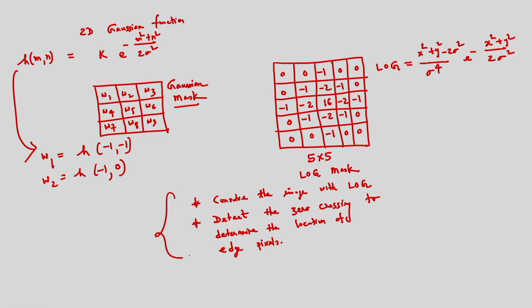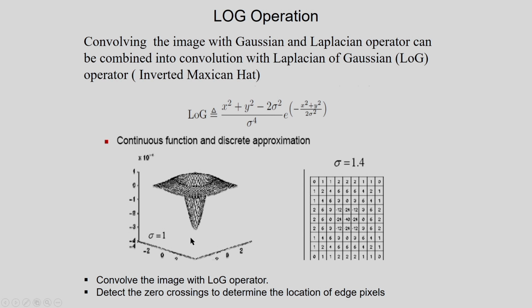So by using this procedure, you can determine the location of the edge pixels. Here I have shown the LoG operation. Convolve the image with the Gaussian and the Laplacian operator; if I combine the Gaussian and the Laplacian operator, that is nothing but the Laplacian of Gaussian. So convolve the image with the LoG operator, and after this I have to find the zero crossings. I have already explained how to get the LoG function, the Laplacian of Gaussian, and corresponding to this LoG operator you can get the masks something like this.